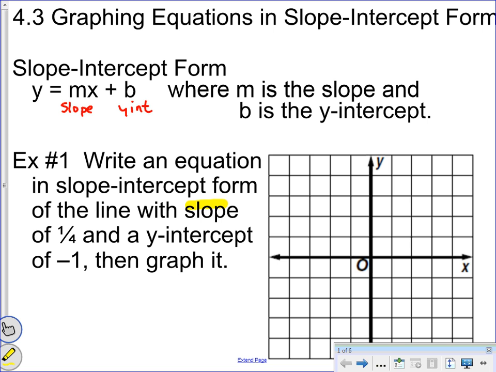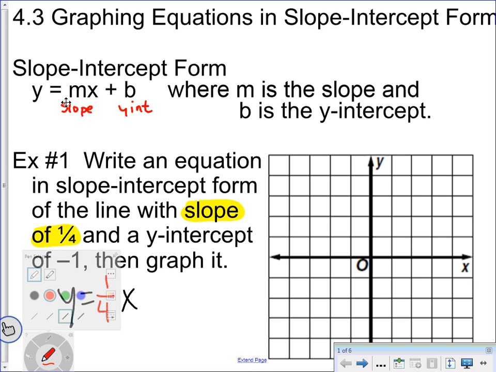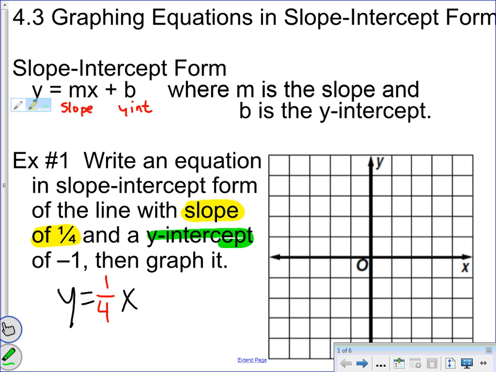So we notice from our problem that slope is equal to 1/4. So when we write our equation, slope goes in front of the x. So we're going to put a 1/4 in front of the x. Now, the y-intercept, which says is -1, will go at the end of the problem. So after the x, we'll have a -1. So we put the slope number in front of the x and the y-intercept after the x.